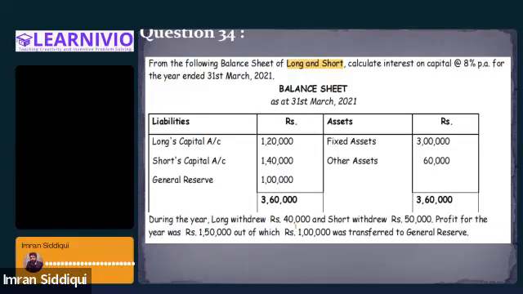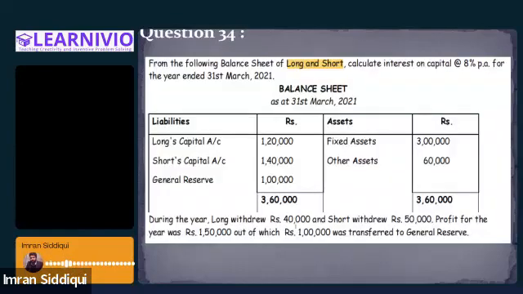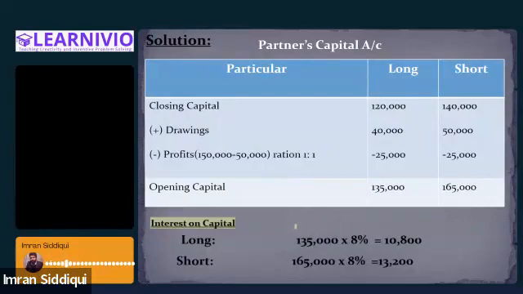Done, sir. Okay. So, Ritika, could you please tell me the interest on capital for both the partners? So interest on capital for Long is 10,800 and for Short is 13,200. Good job. Well done.